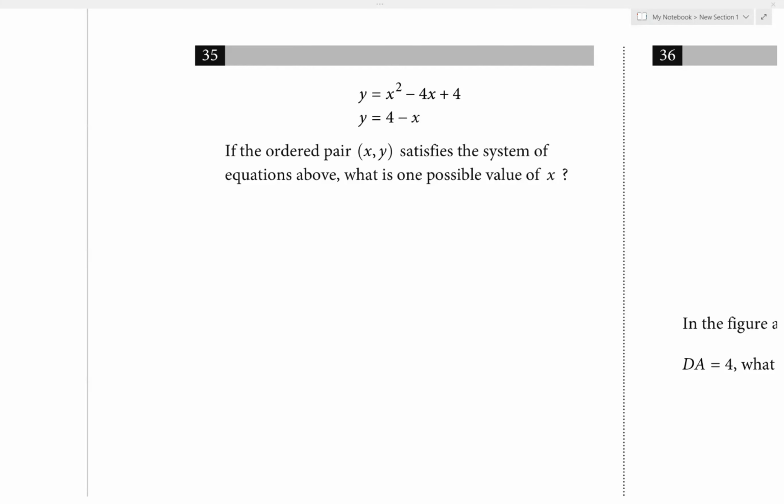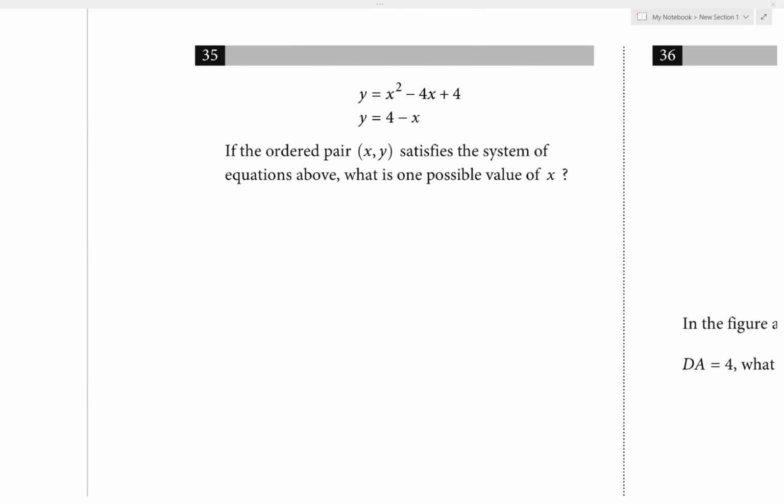All right, number 35, we have y equal to x squared minus 4x plus 4, and y equal to 4 minus x. It says if the ordered pair (x, y) satisfies the system of equations above, what is one possible value of x? Okay, so you have a system of equations here. The first one is a quadratic equation, and the second one is a linear equation.